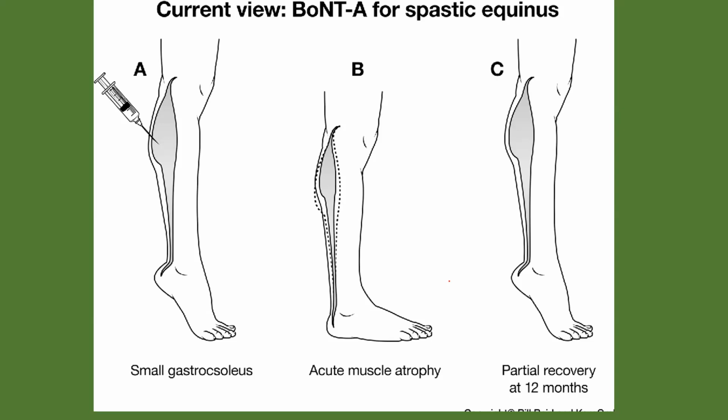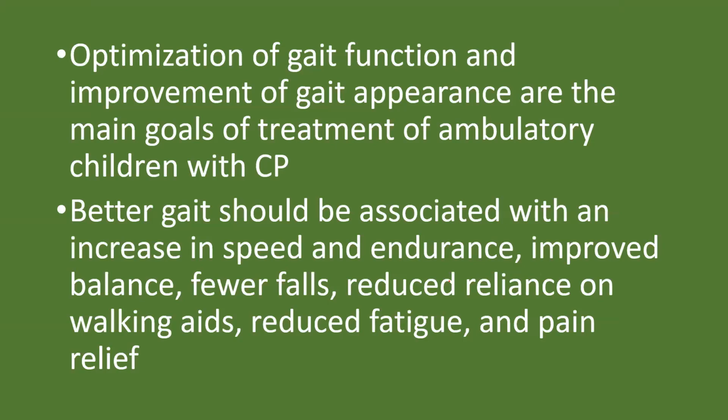Optimizing gait function and improvement of gait appearance are the main goals of treatment of ambulatory children with cerebral palsy. Better gait should be associated with an increase in speed and endurance, improved balance, fewer falls, reduced reliance on walking aids, reduced fatigue, and pain relief.